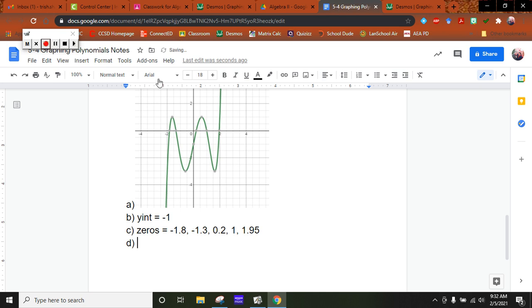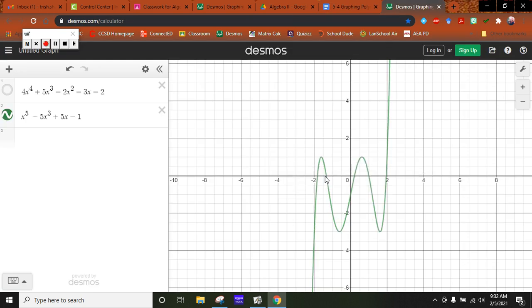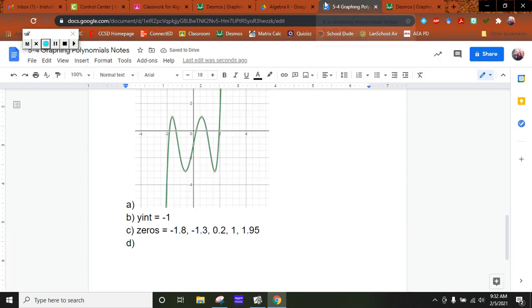Next thing is extrema. So this graph turns 1, 2, 3, 4 different times. So we're going to have 1, 2, 3, 4 different extrema. Now these, so this one's going up, it turns and starts going back down, so that is a relative maximum. So I'm going to say relative max for -1.6 on 1.